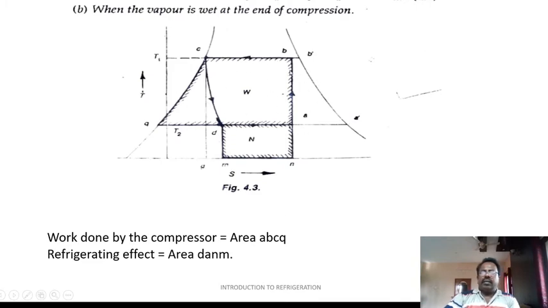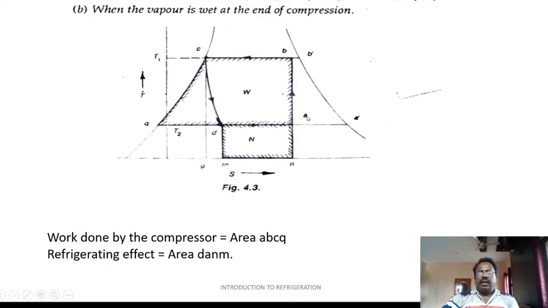This is the wet region. This is the supersaturation region, and this is the dry region. We know from the TS diagram, always this line is the dry saturated line. Anything which falls on this line will be saturated, and anything which falls below this, that is the wet region, is said to be wet region or wet steam or wet vapor.